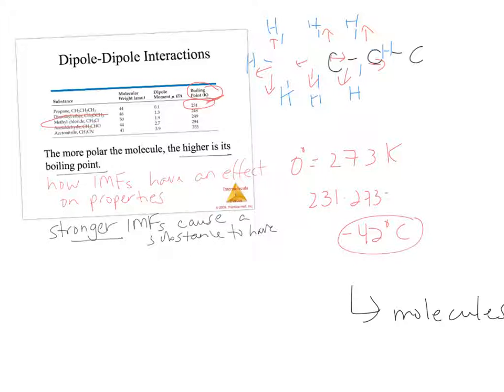So methyl chloride is carbon with 3 H's and 1 chlorine. So here we have 3 nonpolar bonds, I'll draw them black. We have 1 polar bond pointing towards the chlorine. So this is more polar.